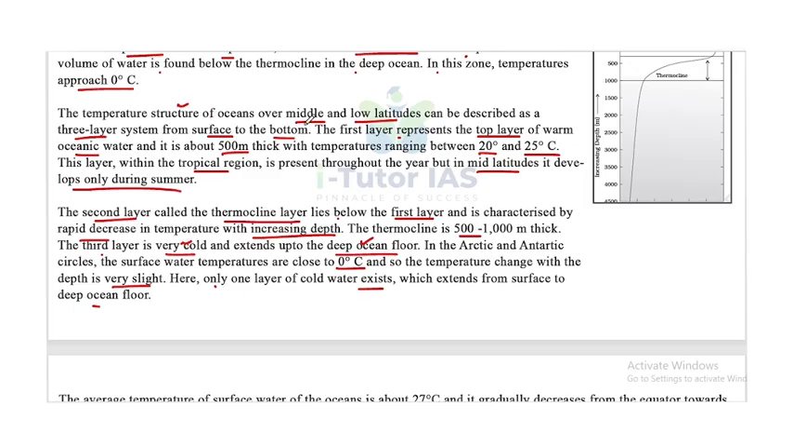Okay, so there are three layers. The first layer is the top layer of warm oceanic water. It's about 500 meters thick with the temperature ranging between 20 and 25 degrees Celsius, and this layer within the tropical region is present throughout the year, but in mid-latitudes it develops only during summer. Then the second layer is called the thermocline layer. It lies below the first layer and is characterized by a rapid decrease in temperature with increasing depth, and the thermocline is 500 to 1000 meters thick. Now the final layer, or the third layer, is very cold and extends up to the deep oceanic floor.